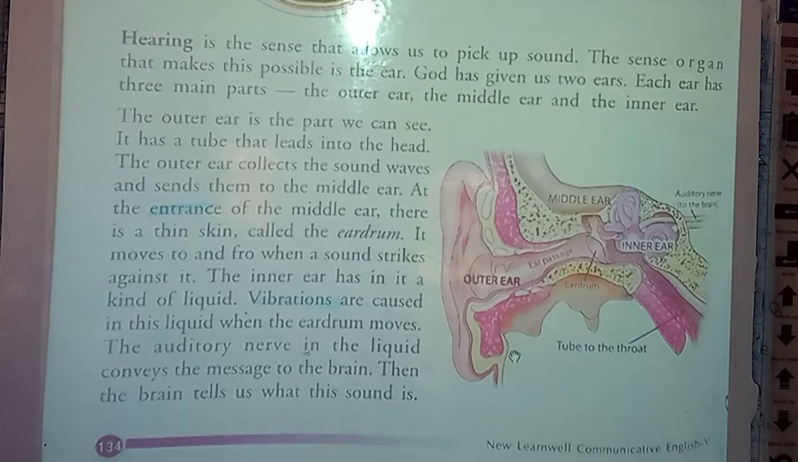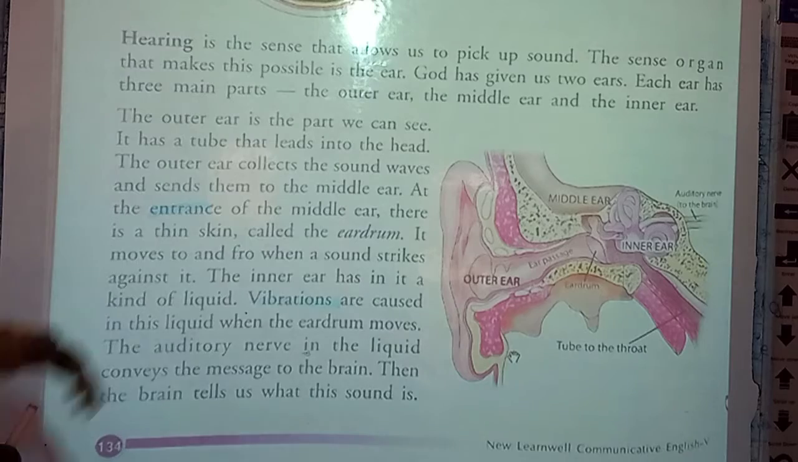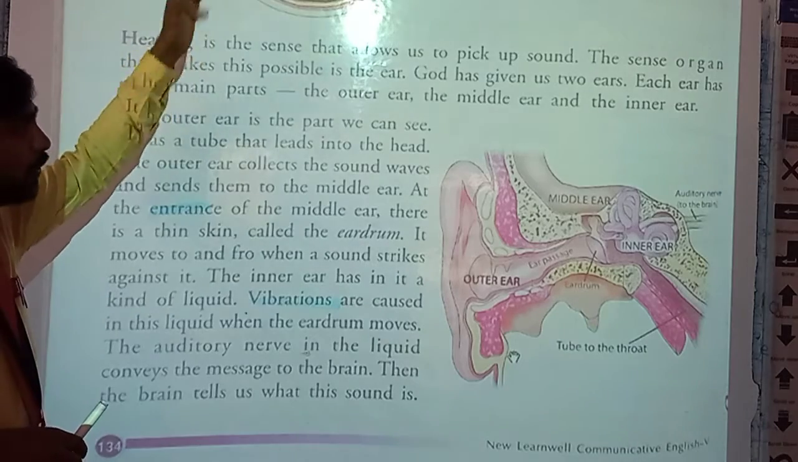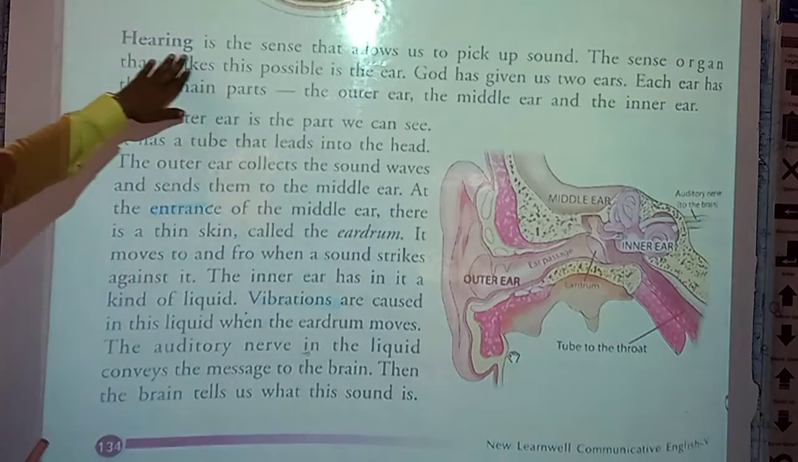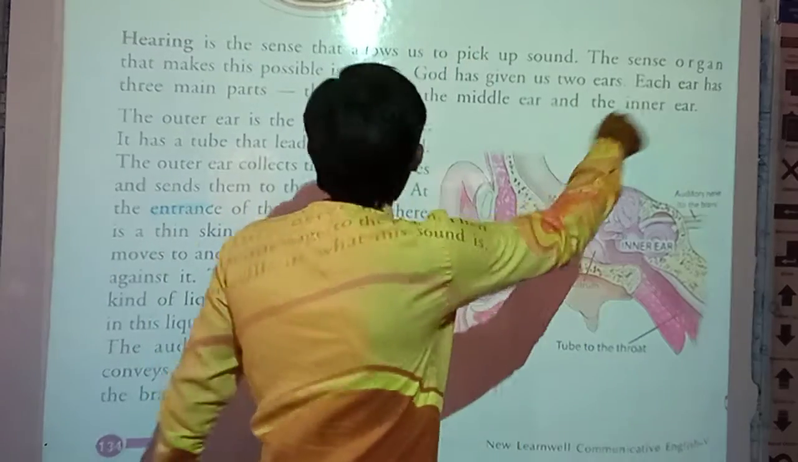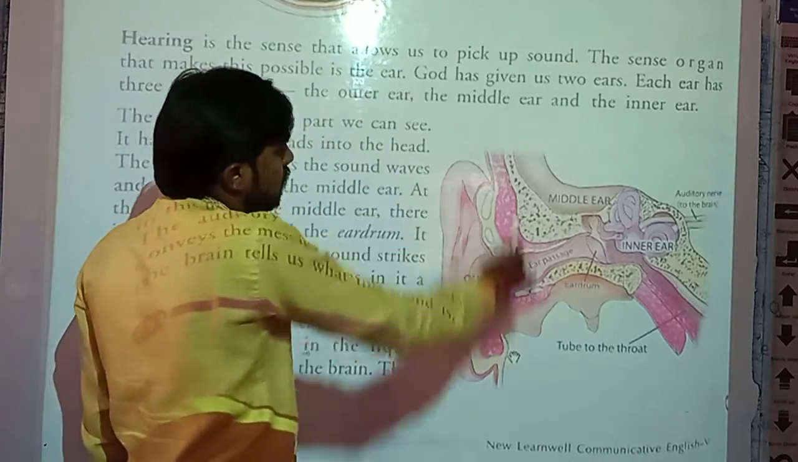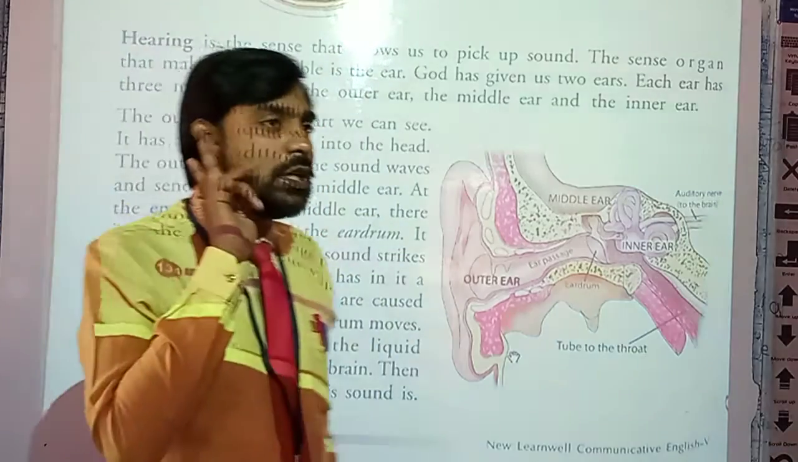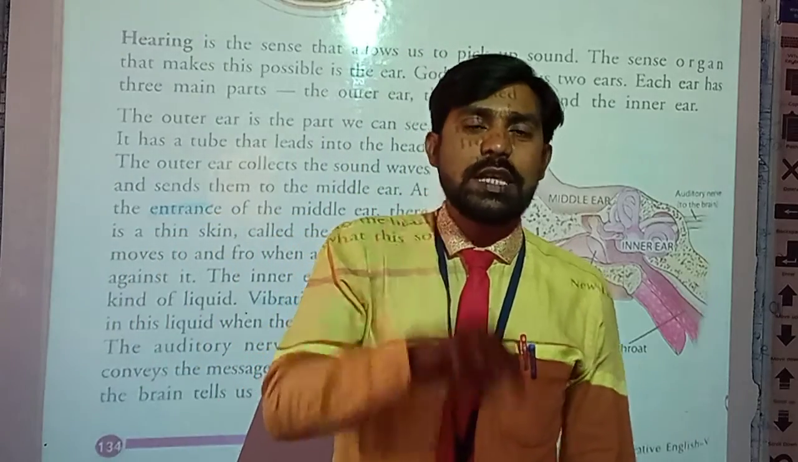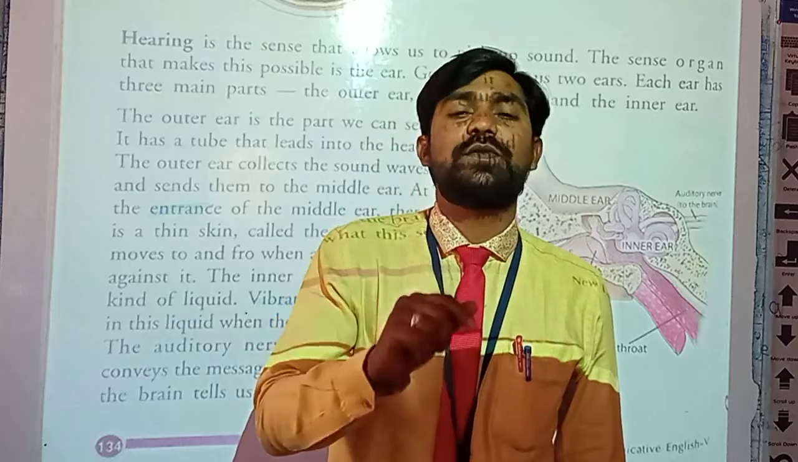Now the second organ we have to learn is about hearing. First we learned about sight, now hearing. Hearing is the sense that allows us to pick up sound. The sense organ that makes this possible is the ear. The ear is also one sense organ and it allows us to listen to different sounds.